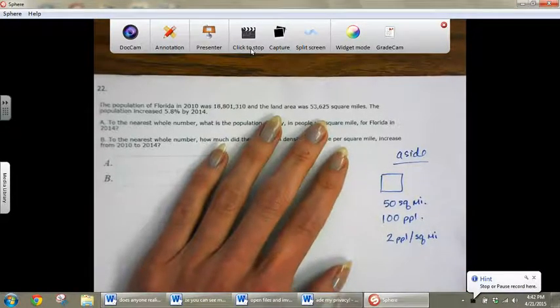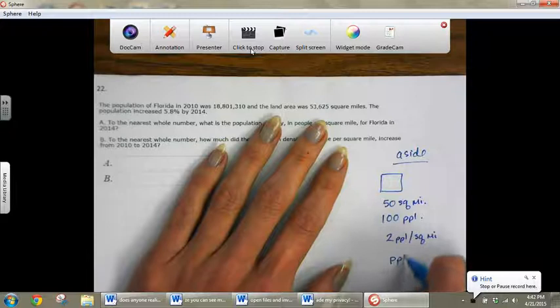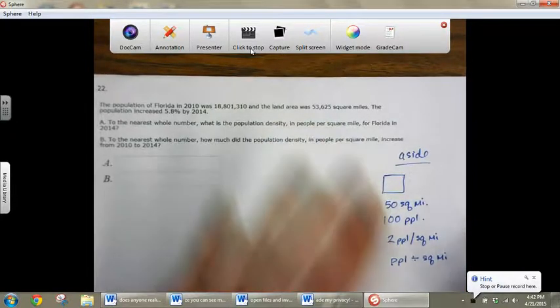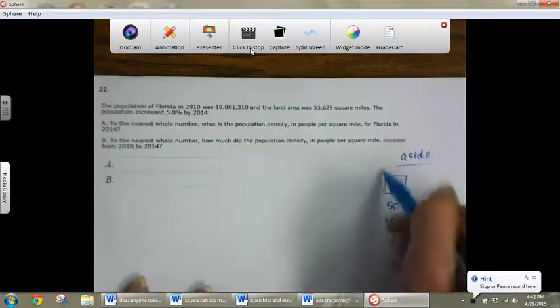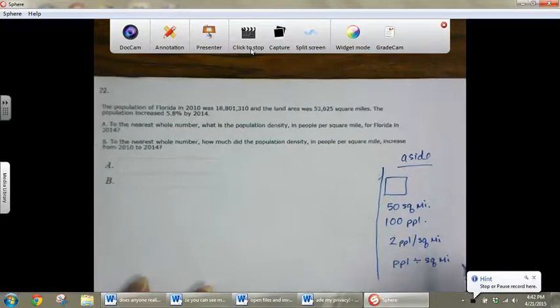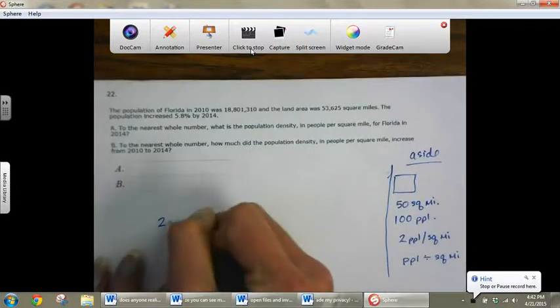So then I take a step back and say, okay, if I had to do this mathematically, I would actually take the people and divide them by the square mile. Maybe you don't need to do that, but I usually have to take a step back and figure that out for myself.